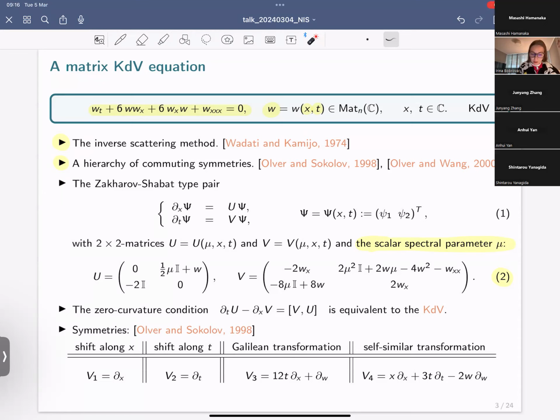And this linear system is compatible if and only if this condition holds. It's called the zero curvature condition, and if we substitute into this equation matrices U and V, we immediately obtain our matrix KdV equation, this one. Moreover, we can study symmetries of this equation. In particular, it does not change if we have shifts along the x direction, or shifts along the t direction, or we can consider a Galilean transformation or a self-similar transformation.